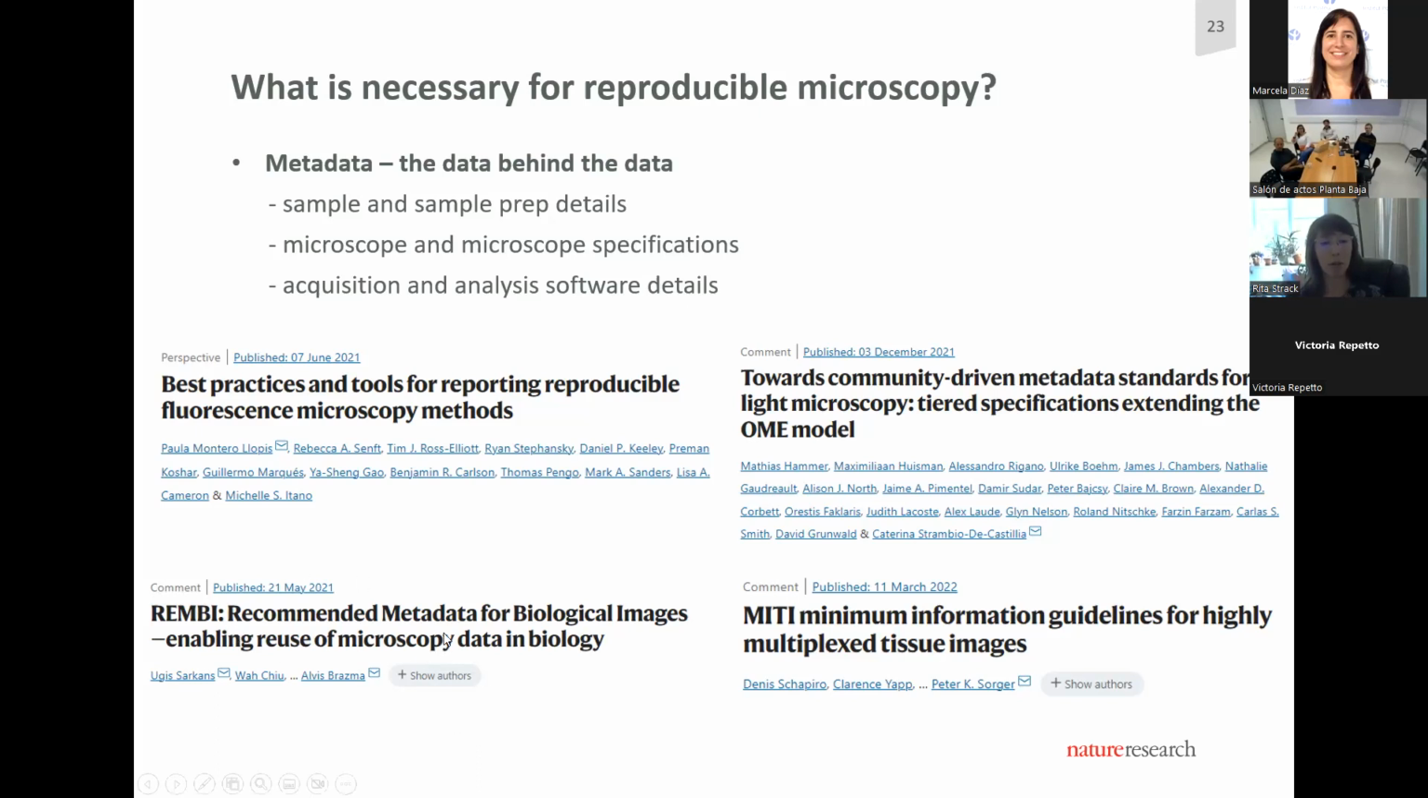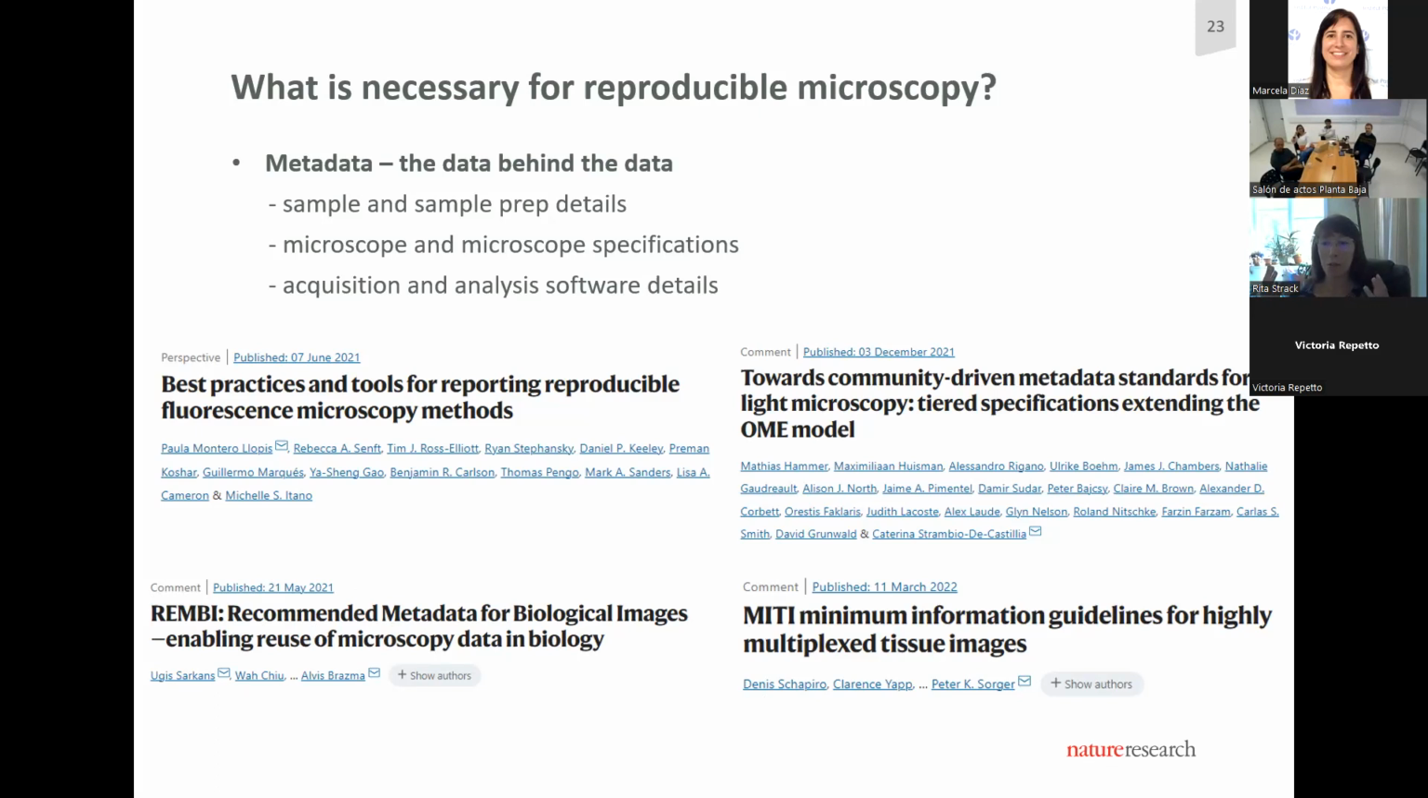REMBI is another group. I think this is a global group. It includes global bioimaging. They have recommended metadata for both light and electron microscopy. And then in a separate issue, the Human Tumor Atlas Network and HubMap people came together and gave us guidelines for highly multiplex tissue imaging. So as you can see, this is a really timely issue.